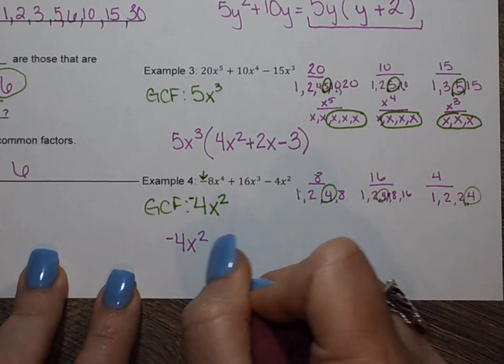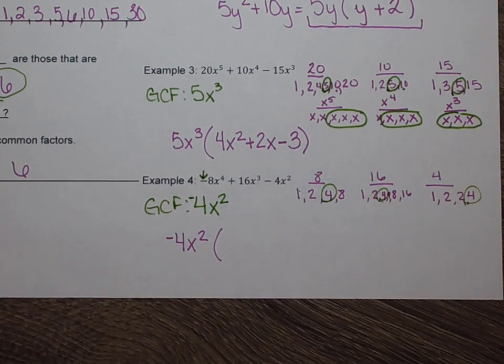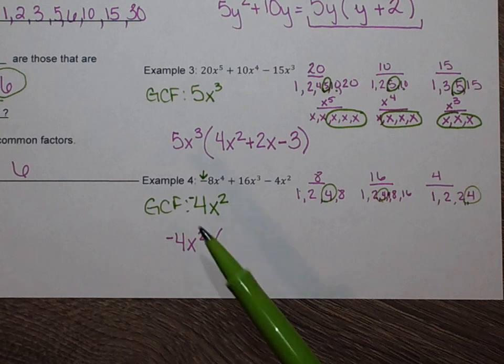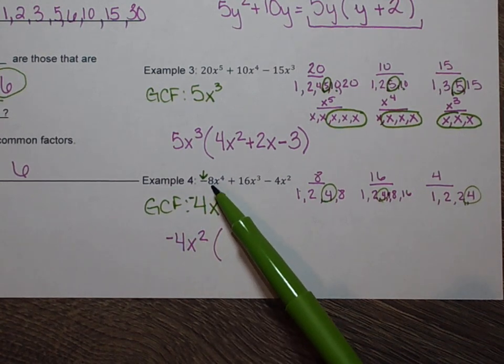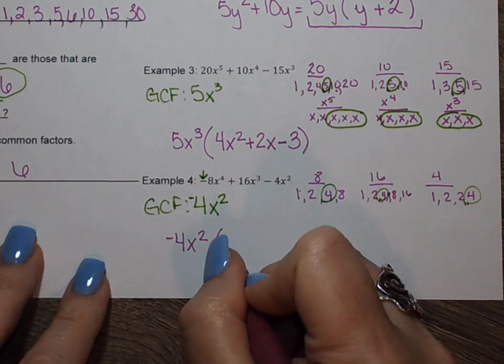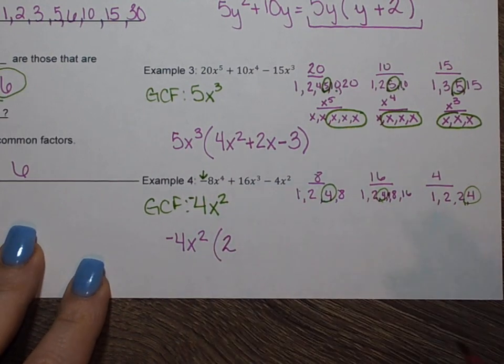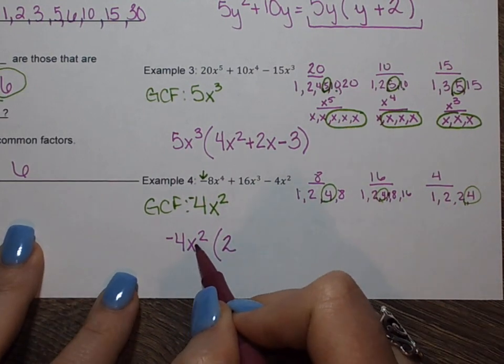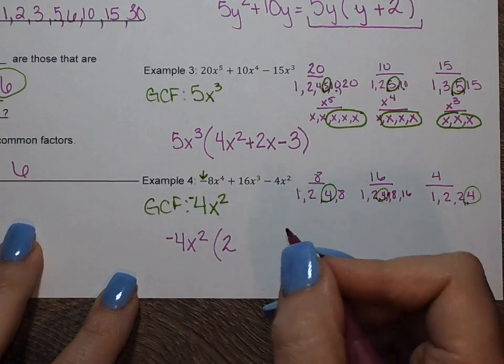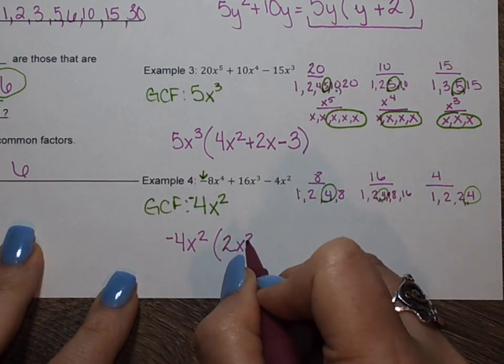So I've written my GCF, I'm going to open my parentheses, and ask myself the same question again. What am I multiplying that GCF by in order to get to this first term? So what would I multiply negative 4 by to get to negative 8? Well, that's simple. I would just multiply it by a positive 2. I would multiply x squared by what to get to x to the 4th? Well, just an x squared.